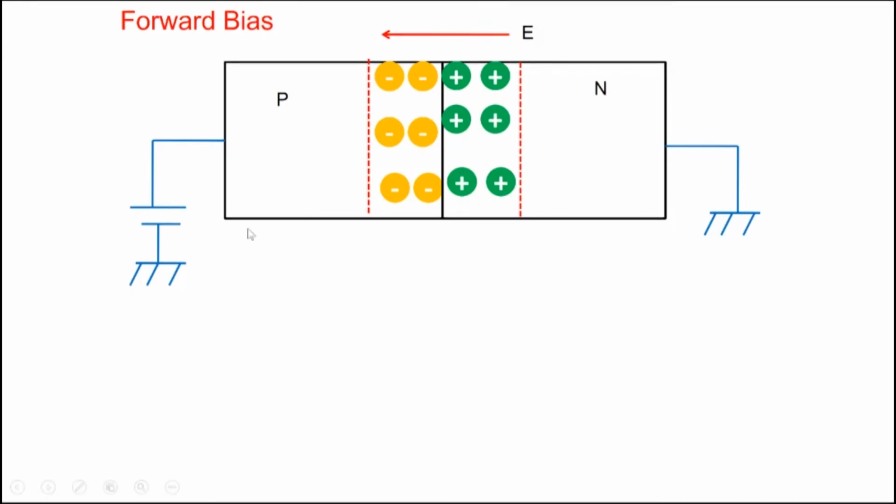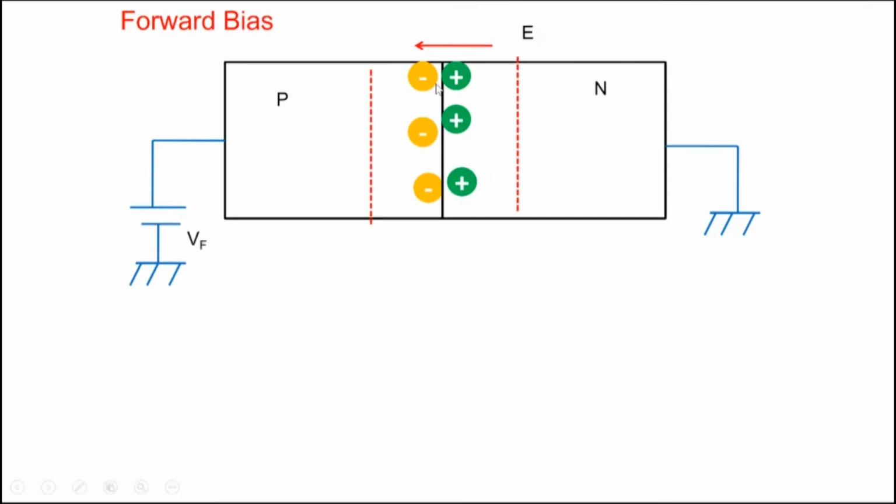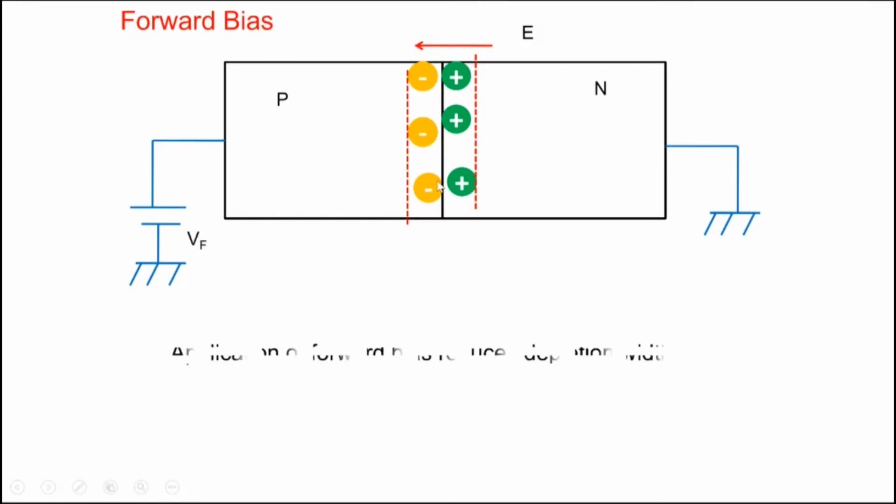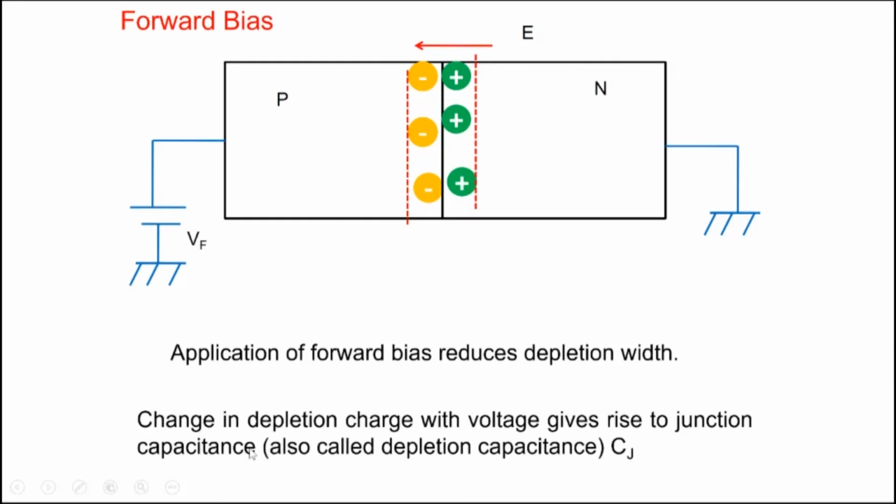And we also said that when you apply a bias here, the electric field gets reduced, and therefore the depletion region narrows. Note that there is a negative charge here and a positive charge here. The charge has changed. So application of forward bias reduces the depletion width. And because of the change in charge due to voltage, we have a capacitance here. Anytime there is charge in the device and it changes with the voltage, you have a capacitance. Del Q by del V is capacitance.